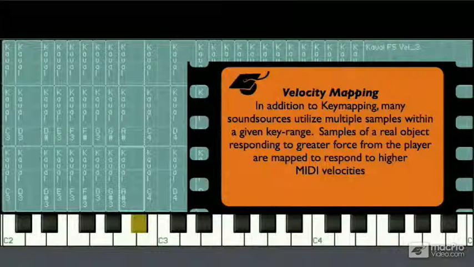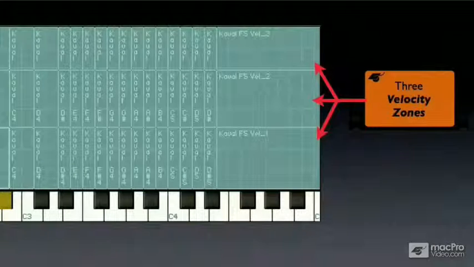Often, the same pitch will be recorded multiple times at varying degrees of intensity. These samples are then assigned to zones which are mapped to respond to particular ranges of MIDI velocity, rather than to particular key ranges. This allows you to set up your instrument so that the samples of the player playing with the greatest force are triggered by the highest MIDI note velocities. Conversely, samples of the player playing with the least intensity are triggered by the lowest incoming MIDI note velocities. In this example, there are 3 separate velocity zones for each of the separate key ranges.